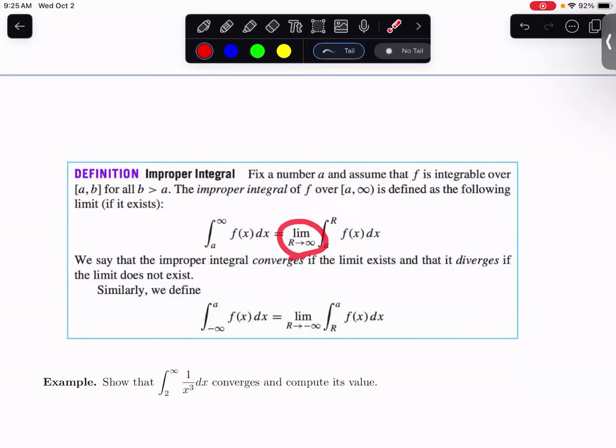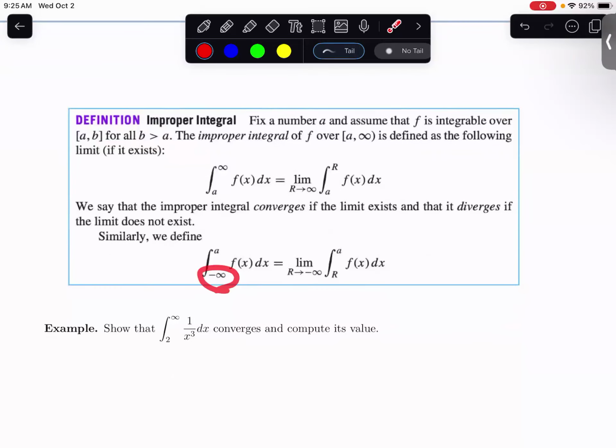and then letting r go to infinity. And then similarly, we have the minus infinity as well. So if we define the following integral and just let r go to minus infinity, you end up getting this integral, or you compute this integral.